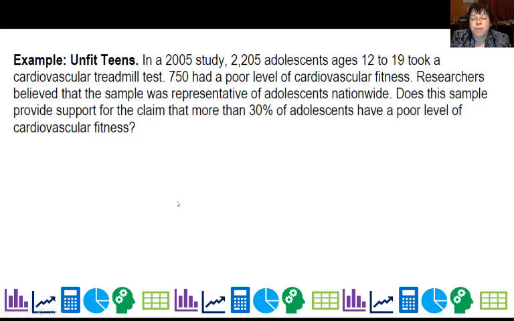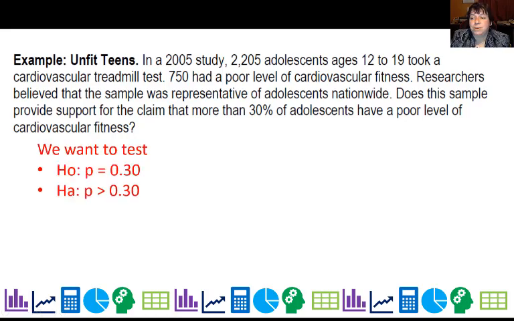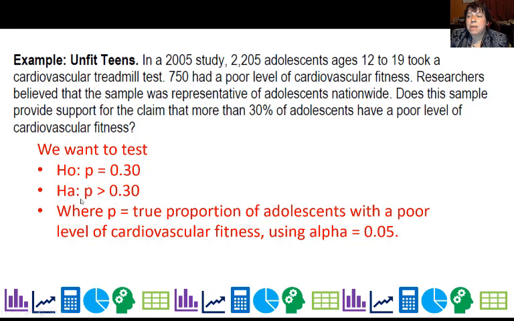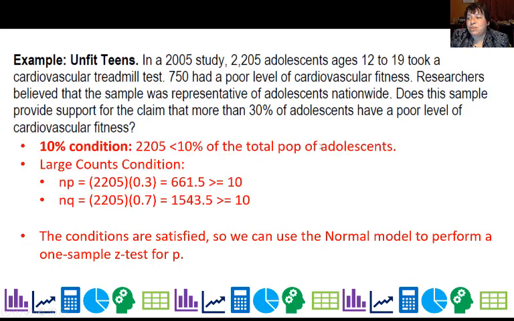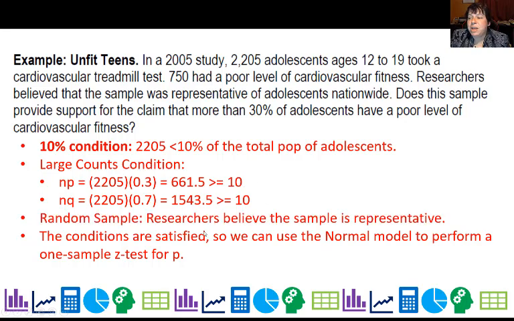On to our next example of unfit teens. We had already done the hypotheses, so I'll restate them here again. Our null is that it's 30%. Our alternate is that it's greater than 30%. And we're going to use an alpha of 0.05 again. I'm going to check the 10% condition, which is that 2205 is less than 10% of the total population of adolescents. Do the large counts condition, and I'm definitely getting greater than 10 for both of those. And the researchers say the sample was representative. If the sample's representative, it doesn't need to be random, we're fine.